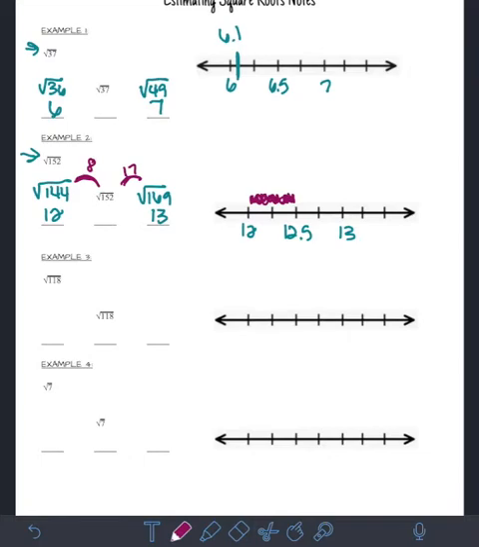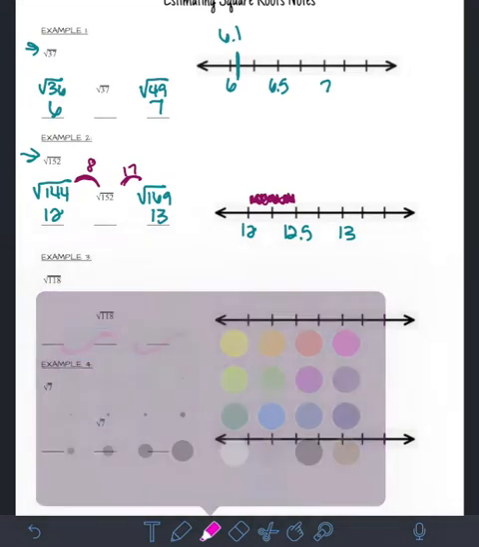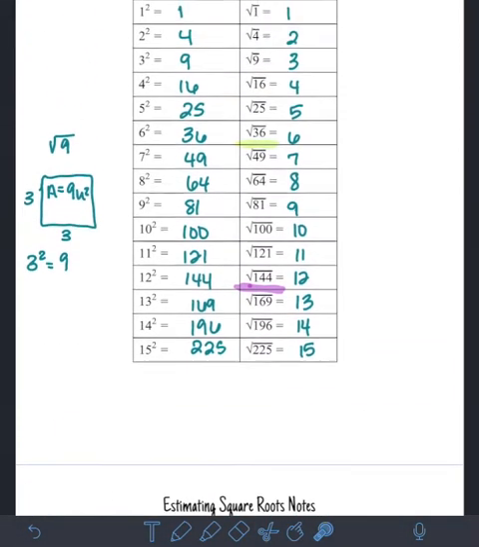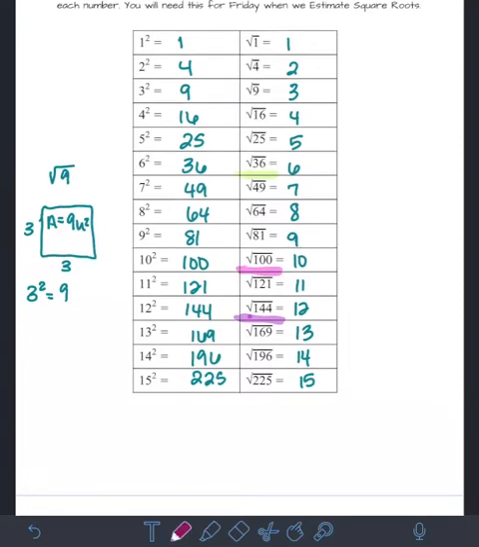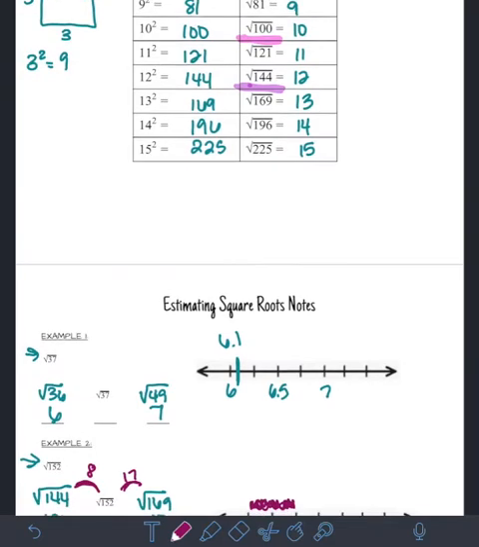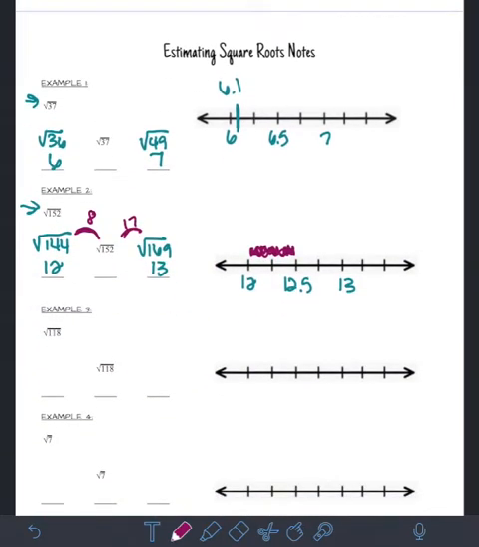The next one is the square root of 118. So I'm going to go back up to my chart and say, where does 118 fall in between? It falls between the square root of 100 and the square root of 121. So I know it's going to fall somewhere in here, between the square root of 100 and the square root of 121, so the whole numbers of 10 and 11.